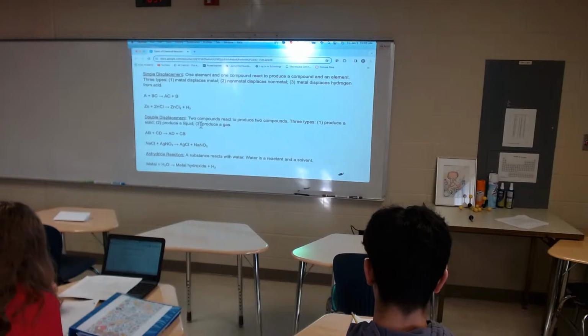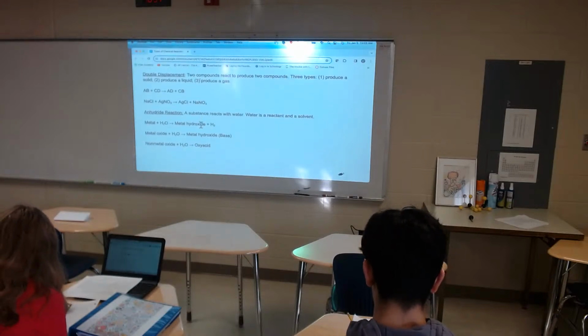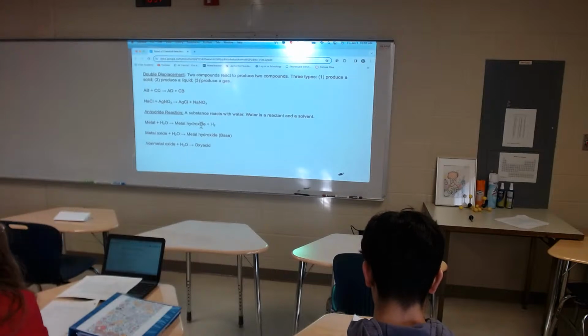All right, next, double displacement. 2 compounds react to produce 2 new compounds. If single displacement is like somebody cutting in on a dance, double displacement is like a square dance or something where the partners just switch up with each other. 3 types here also, and these 3 types are identified by looking at the products instead of the reactants. Single displacement, we identify the 3 types by looking at the reactants. Double displacement will identify the 3 types by looking at the products.